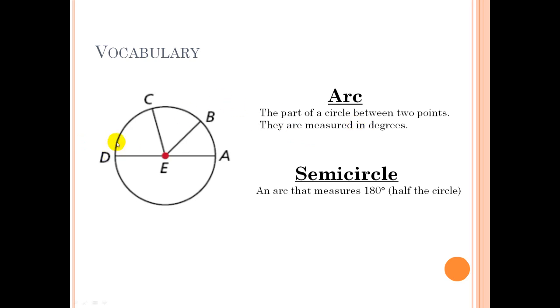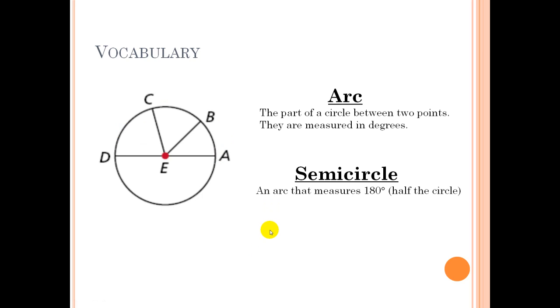So like from D to A, we call that a semicircle because it's half the circle. And as we know, circles have 360 degrees. So a semicircle would have to have half that, or 180. So arc DA is 180 degrees.